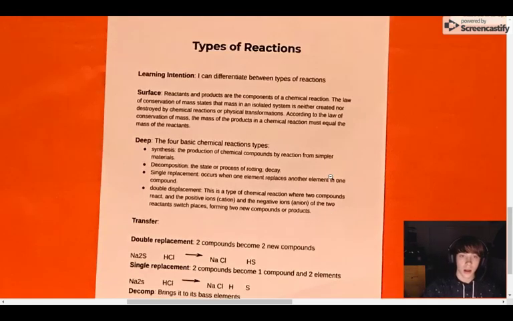Okay. In the beginning, the learning intention was I can differentiate between types of reactions. I just defined types of reactions and the law of conservation of mass. This concludes types of reactions.